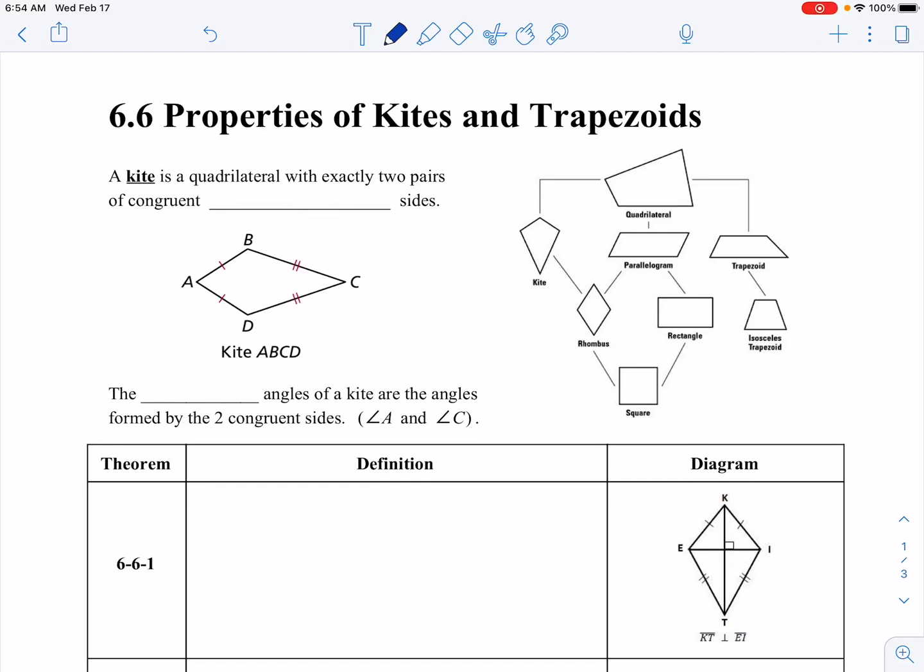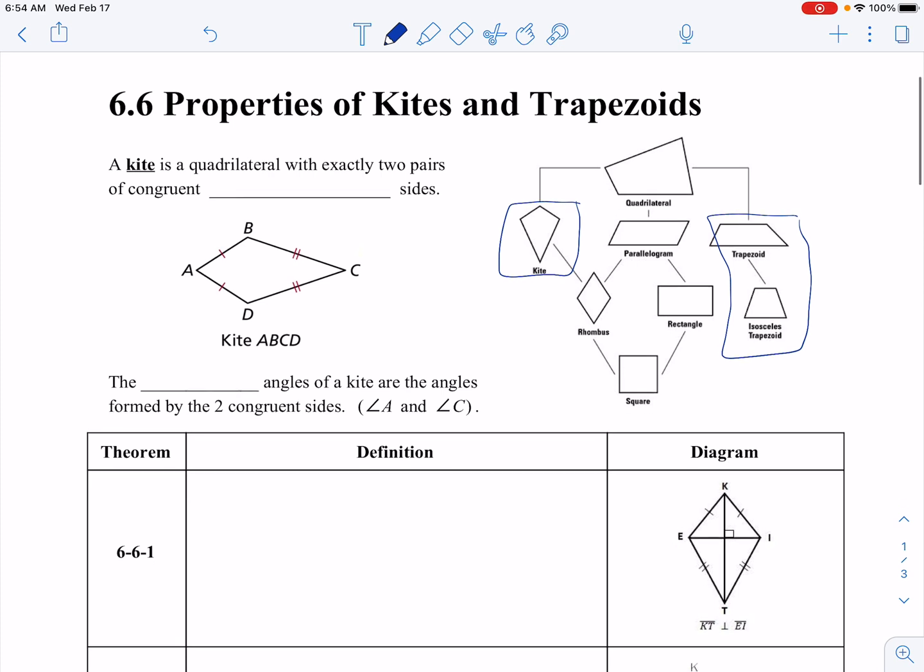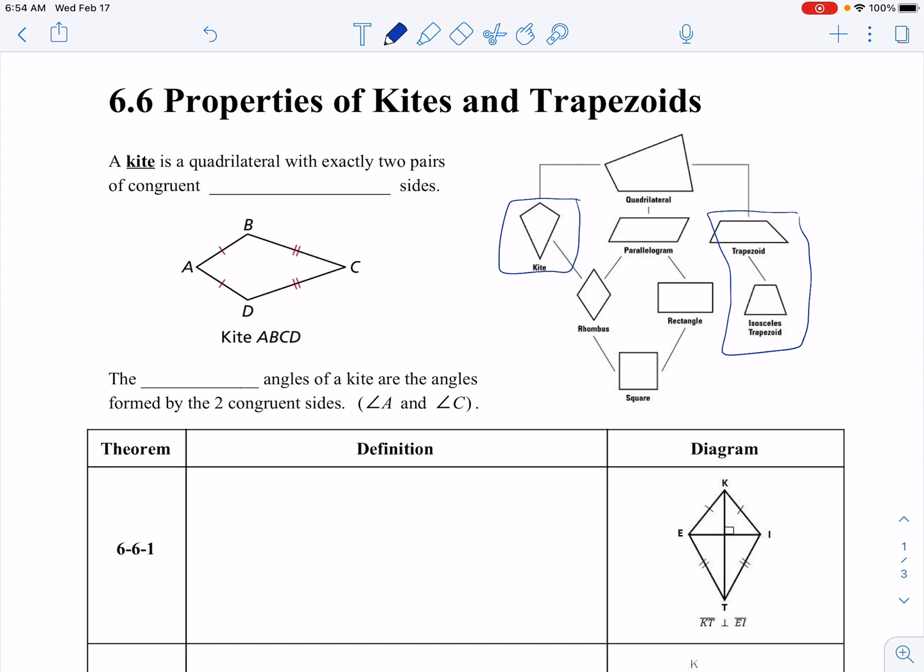Okay, for our last section of Unit 6, we're going to now talk about the properties of a kite and trapezoids. Our last two quadrilaterals in our quadrilateral hierarchy. There's another type of trapezoid we'll talk about, an isosceles trapezoid, which has all the same properties of a trapezoid, but a few additional ones. Let's start with a kite.